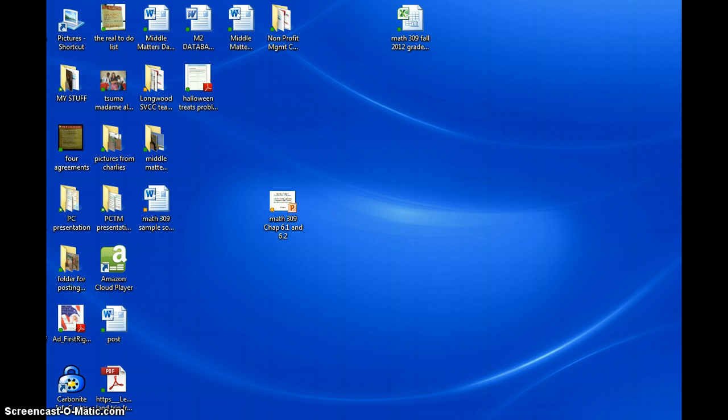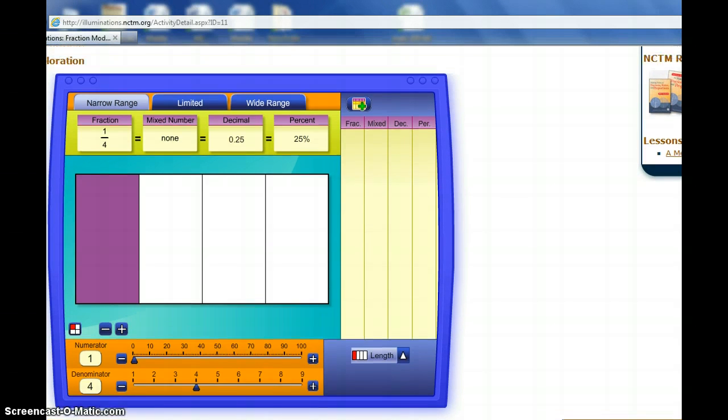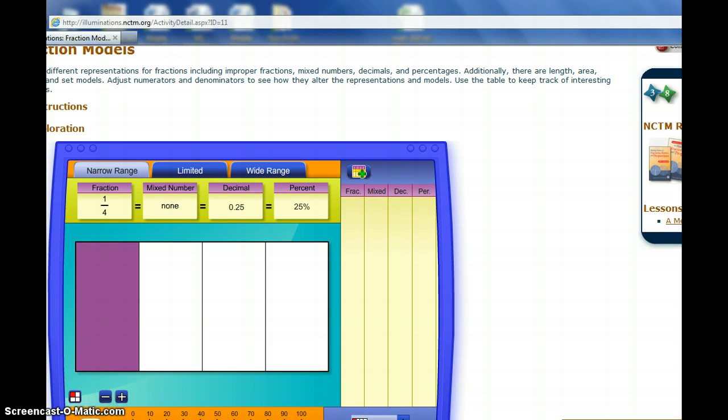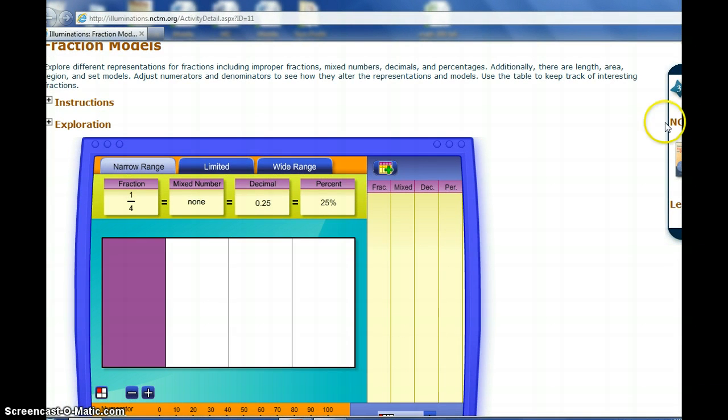Okay, I'm going to try to do this. I don't know if it's going to work. I'm trying to show you, I think it's working, this online application, and I'm going to try to move this to hopefully show you the best I can.